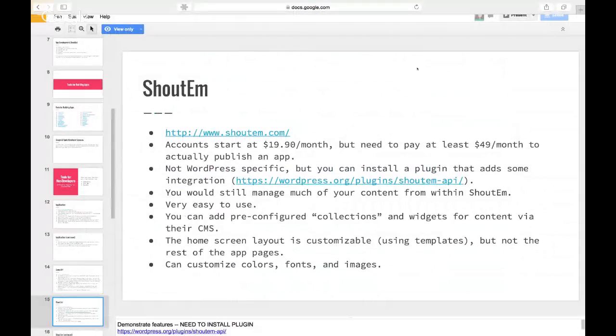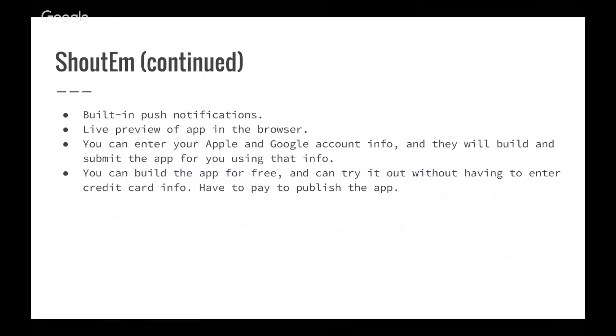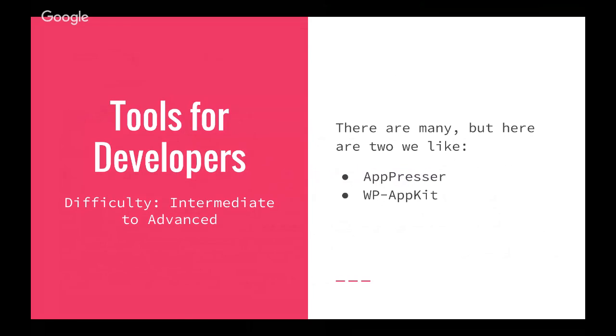All right, so that is it for the non-developer tools. So we've got, again, App Machine, Como, and Shoutem. So you've got a lot of features there. Now we're going to take a quick look at some of the tools that are available for developers. And there are very many of them.